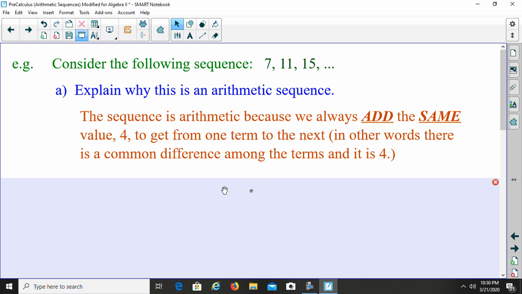So we could explain it in the following fashion. The sequence is arithmetic because we always add the same value, in this case 4, to get from one term to the next. In other words, there's a common difference among the terms, and it is 4.